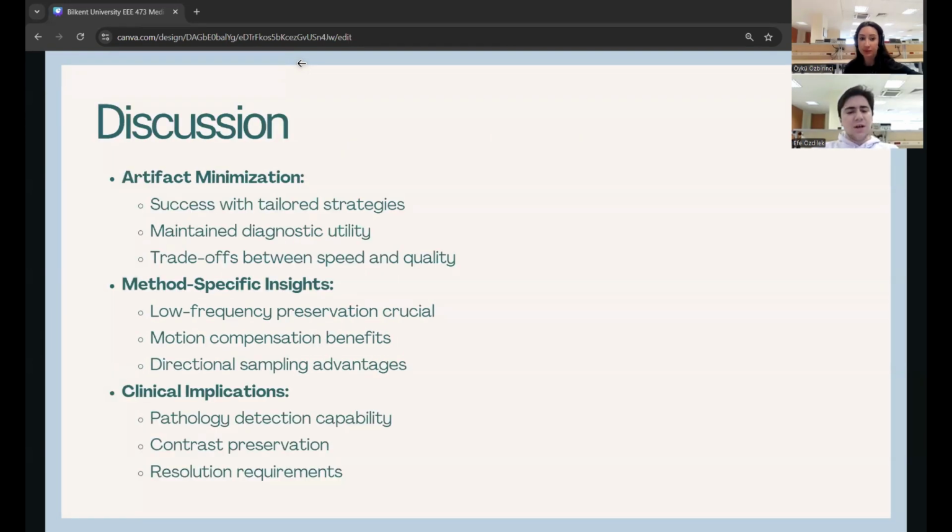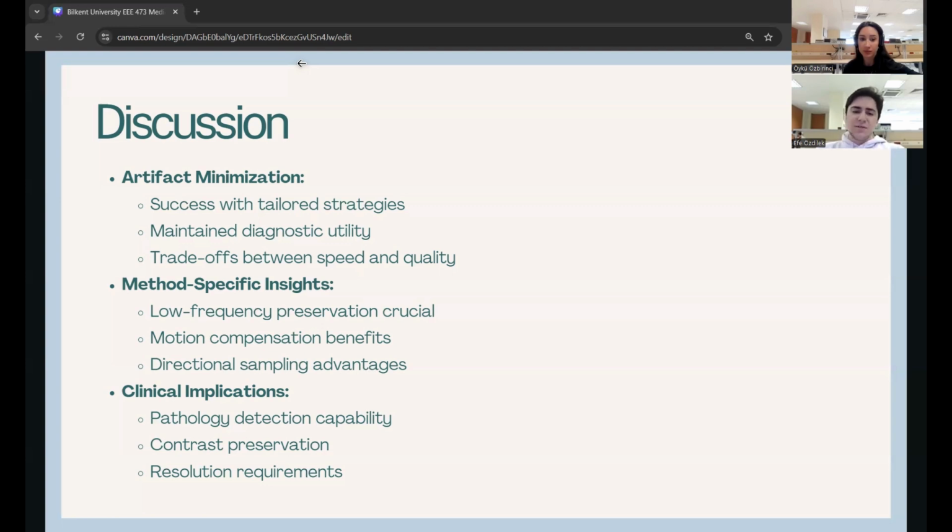In conclusion, we can minimize the artifacts using several undersampling schemes, such as variable density undersampling or the partial Fourier method for real images. However, we lose in resolution and contrast in the trade-off with scanning time.